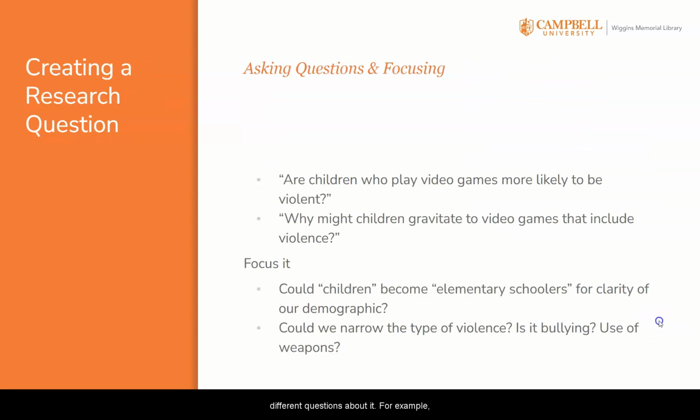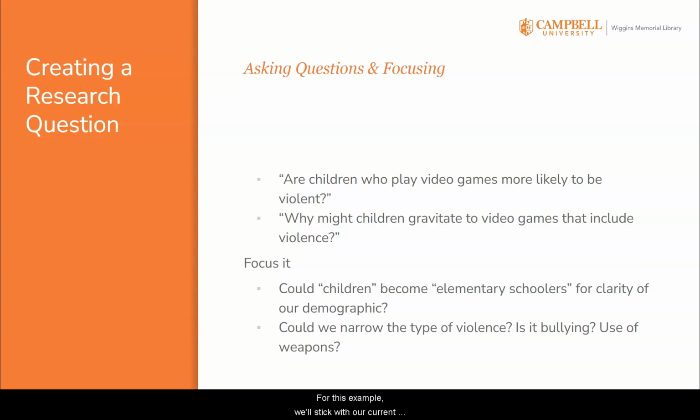When you have a narrow topic, we can move into asking different questions about it. For example, looking at video games violence in children, we can ask the question, are children who play video games more likely to be violent? But another question we could ask might be, why might children gravitate to video games that include violence? From there, we'll pick a topic or question and focus it. We may want to look at specifically elementary school students when we say children, or bullying as the violent behavior we're studying. For this example, we'll stick with our current question, but sometimes getting specific with your terms, especially demographic terms, is the best way to focus.